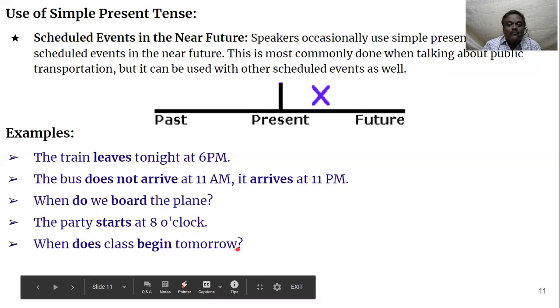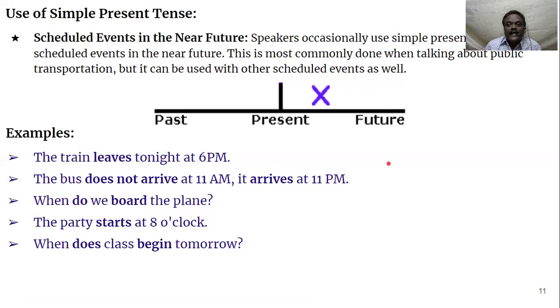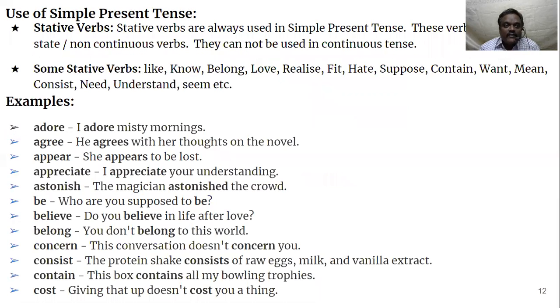When does class begin tomorrow? Again, we are questioning about the schedule. Okay, when is the class going to commence from tomorrow? Like that. Scheduled actions, even though they occur in the future, we can use in simple present tense. Then we have some more rules.